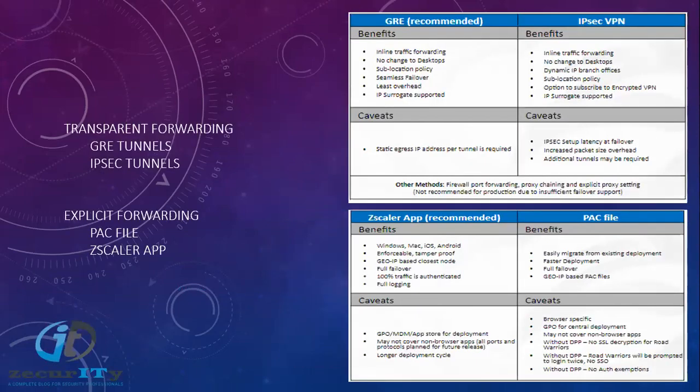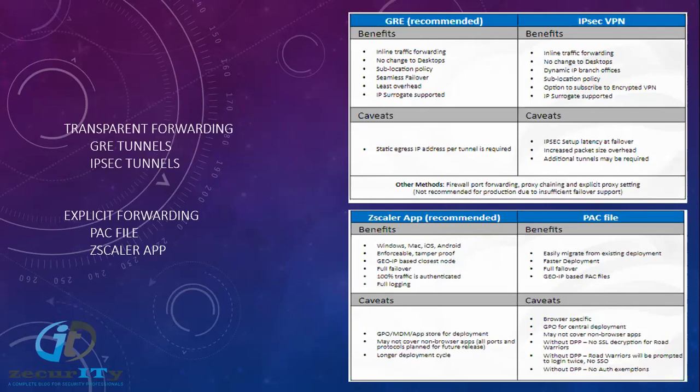When you take traffic forwarding, there are two major mechanisms called transparent forwarding and explicit forwarding. Transparent means the end user may not see what is happening to their traffic. The forwarding will happen at the network level. There are two such forwarding mechanisms: GRE and IPsec tunnels.